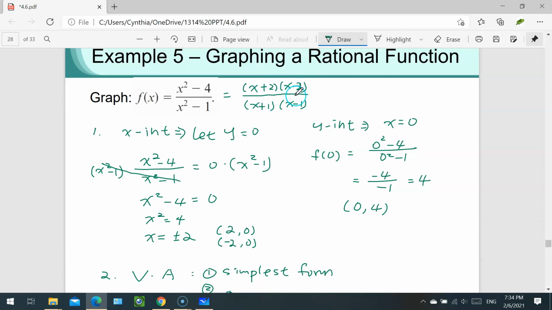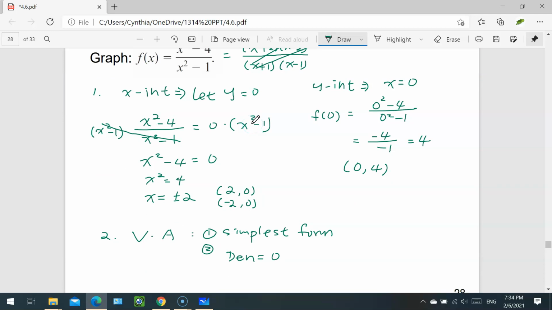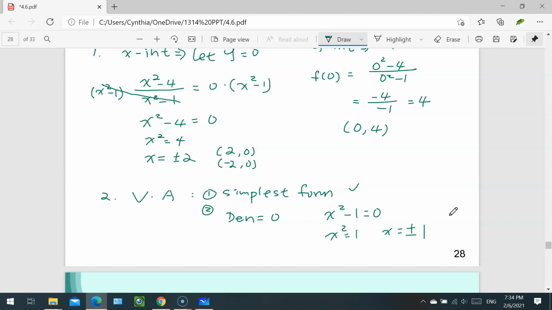When I look at the numerator and the denominator, I realize there's no like term I can reduce, right? So there's no need to take the factor form. So since we've checked the simplest form already, now we just let the denominator equal 0. So I write down x squared minus 1, set that equal to 0. So x squared equals 1, that means x equals positive negative 1. So you have two vertical asymptotes at x equals 1 and x equals negative 1.